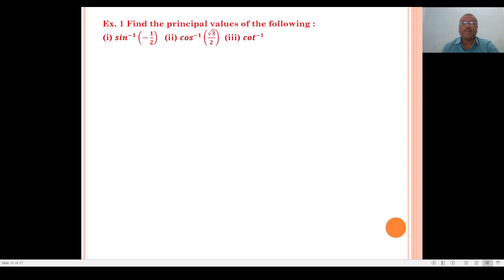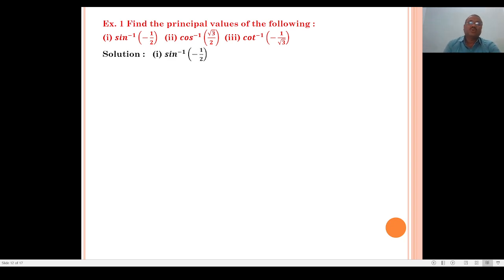Now see some examples from inverse trigonometric functions. All the examples we discuss are solved in the textbook, and in our next videos we will see all the exercise examples. So today we discuss only solved examples. First one: find the principal value of sine inverse minus half.